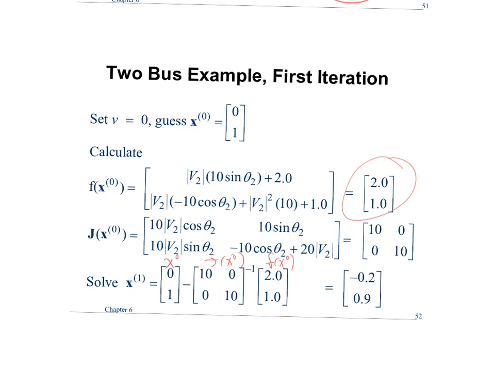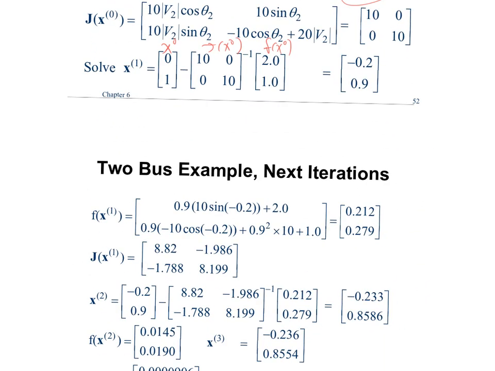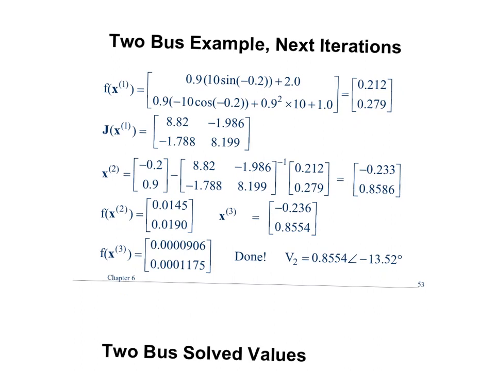Started at 1 at an angle of 0. It is now 0.9 at an angle of minus 0.2 radians. Am I done? I don't know. Let's continue. With negative 0.2 and 0.9, plug those into my f of x equations. Are those good numbers or bad numbers? They're getting closer. It was 2 and 1. Now it's 0.21 and 0.28. That's a lot better than 2 and 1, right? So we're moving in the right direction, but we're still not close enough to have an error equal to 0.